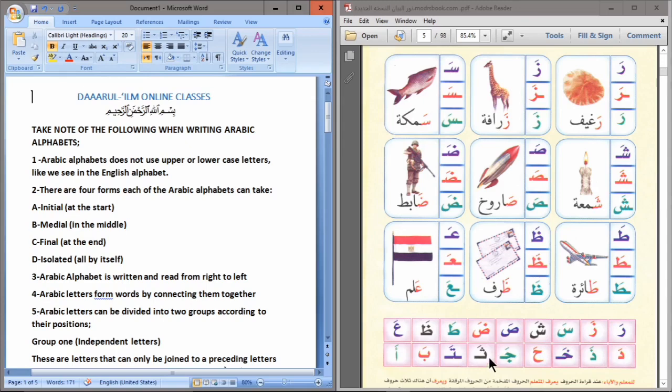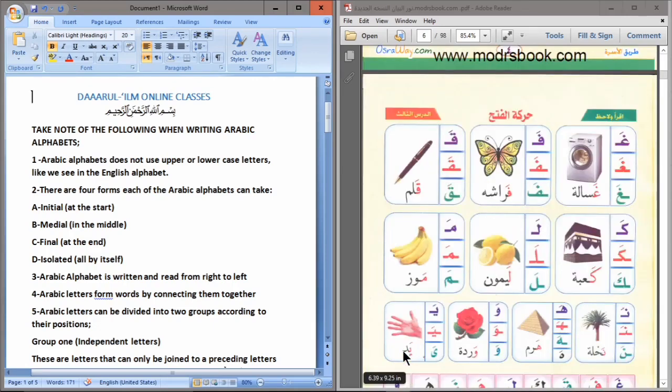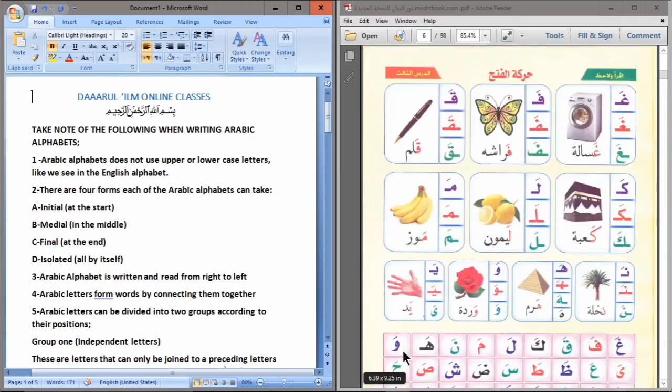Tha Fatha Tha. Ta Fatha Ta. Ba Fatha Ba. And Hamza Fatha A. So the next page also is a continuation of the remaining letters when they are being written at the beginning, in the middle, and at the end.